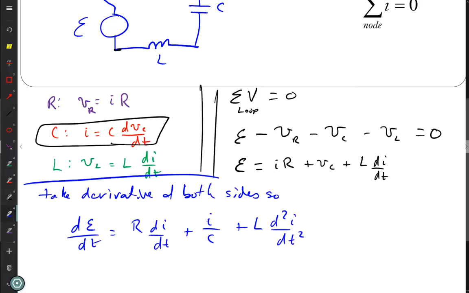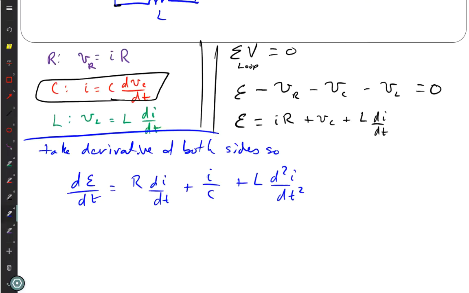Now I have a second order linear differential equation. I'm not going to give you something that has both an inductor and a capacitor. Hence, you're not going to have a second order differential equation. I have the second order because I had both the inductor and capacitor. So you would only have a first order in your work.